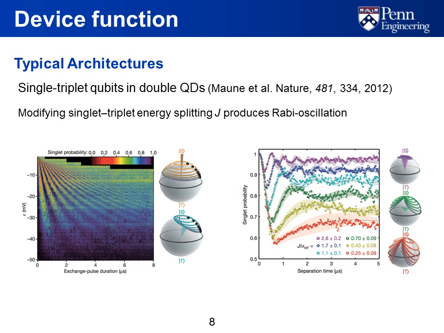Now, if one modifies the singlet-triplet energy splitting J, it will produce a Rabi oscillation as shown on the left. In addition, we can also get the coherence time T2* as we tune the energy splitting.